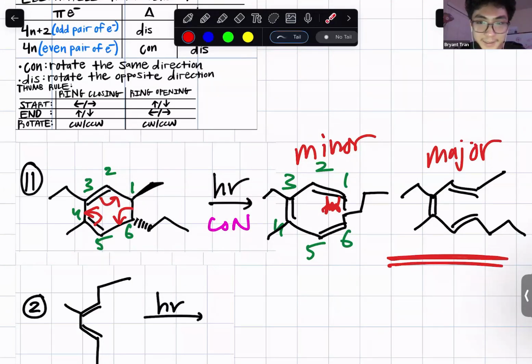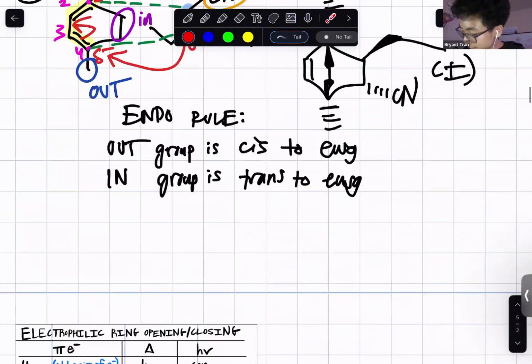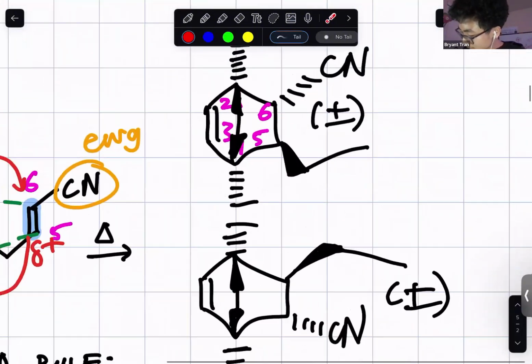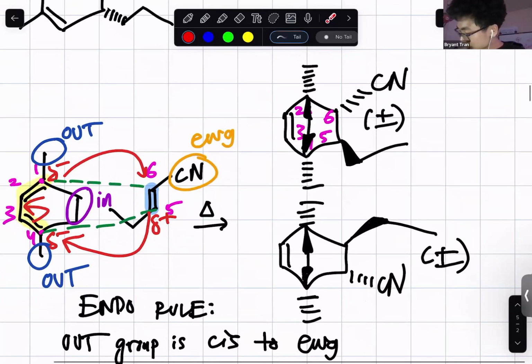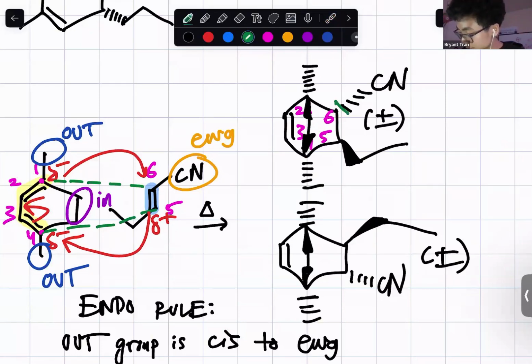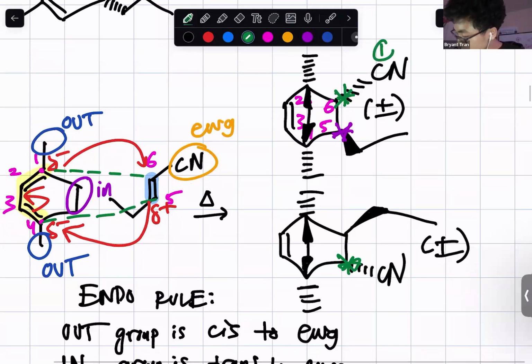Oh shoot. For number 12, aren't both products in the answer key actually the same thing? So number 12 right here, right? They would technically be different because there's no plane of symmetry here, because these chiral centers here would be different. Like the green chiral center here with the nitrile group is different, and the purple chiral center here is different as well. Because if I were to assign R and S, this is going to be priority number 1. This is priority number 2. This is priority number 3.